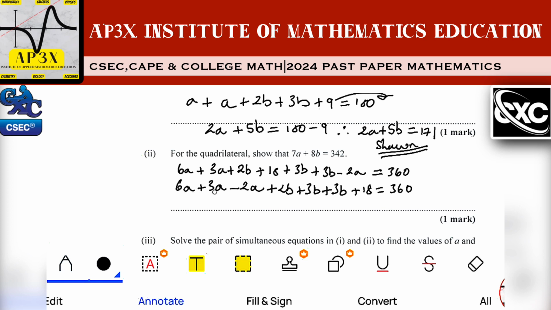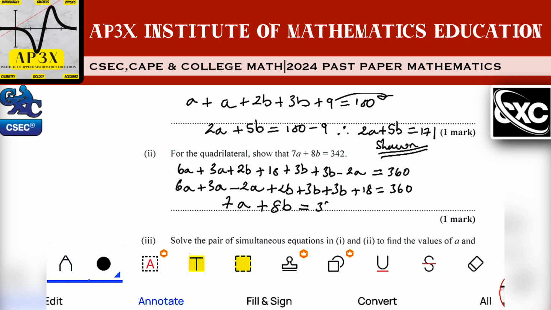So 6a plus 3a is 9a. 9a minus 2a is 7a. And 2b plus 3b is 5b. 5b plus 3b is equal to 8b. So already we can see part of what we want, and then of course we're going to have to subtract the 18 from both sides.